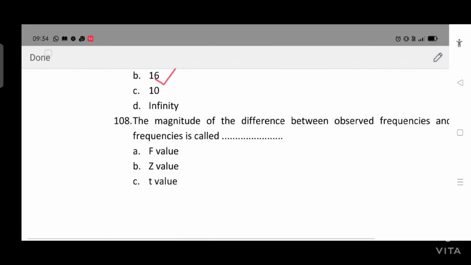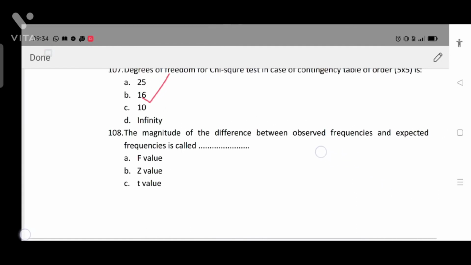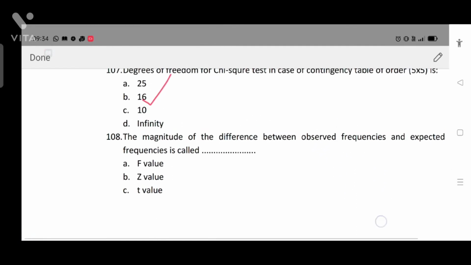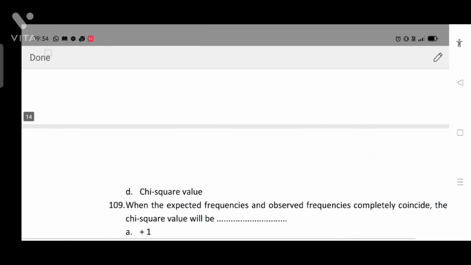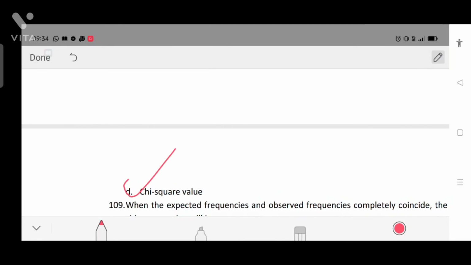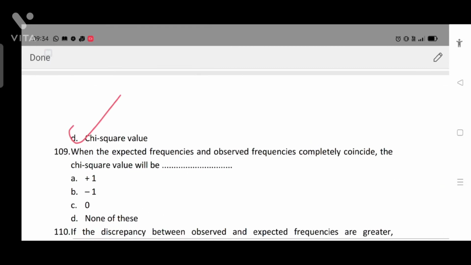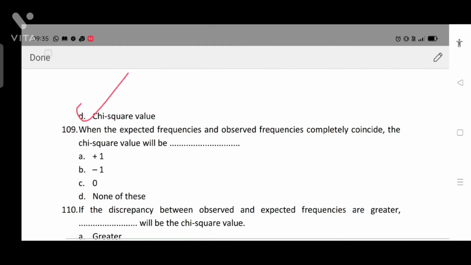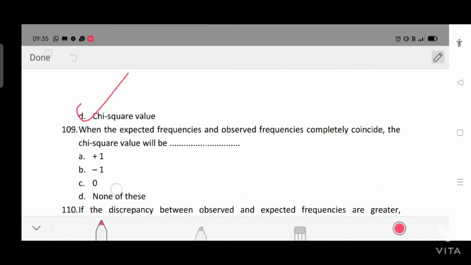108. The magnitude of difference between observed frequencies and expected frequency is called, A, B, C, D. This is a chi-square value. 109. When the expected frequencies and observed frequencies completely coincide, the chi-square value will be 0.